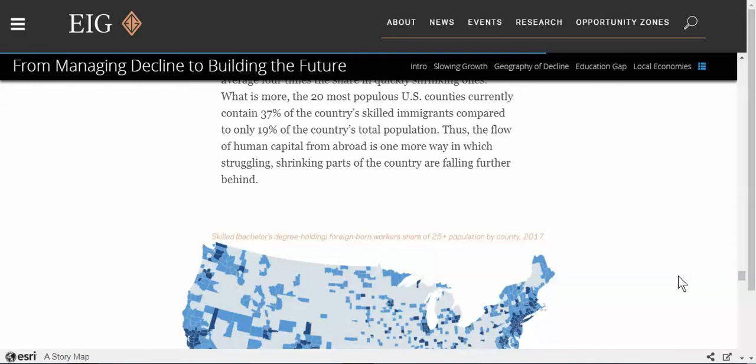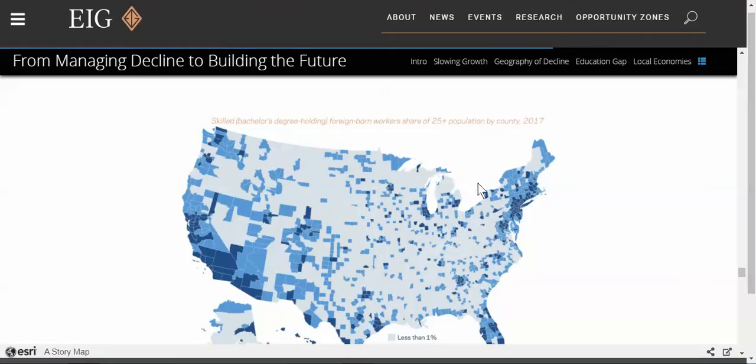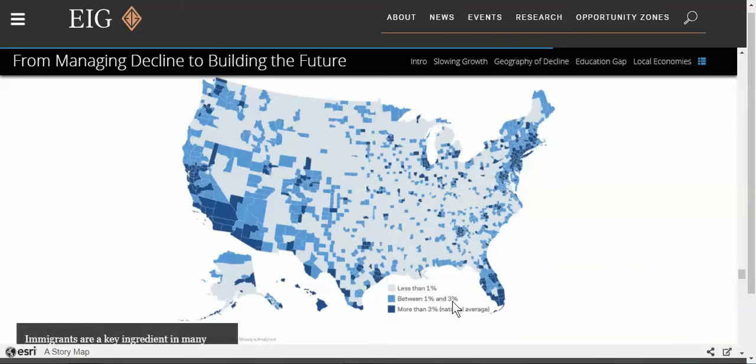Now, the last of the maps shows skilled, bachelor's degree holding foreign-born workers as a share of the 25 plus population in the county. So again, this is a map of skilled, that is bachelor's degree and above, foreign-born workers 25 and above in terms of age. And again, you'll notice that it's under 1%, 1 to 3%, and more than 3%, which is the national average. And so again, as you do this assignment, please consider these aspects.